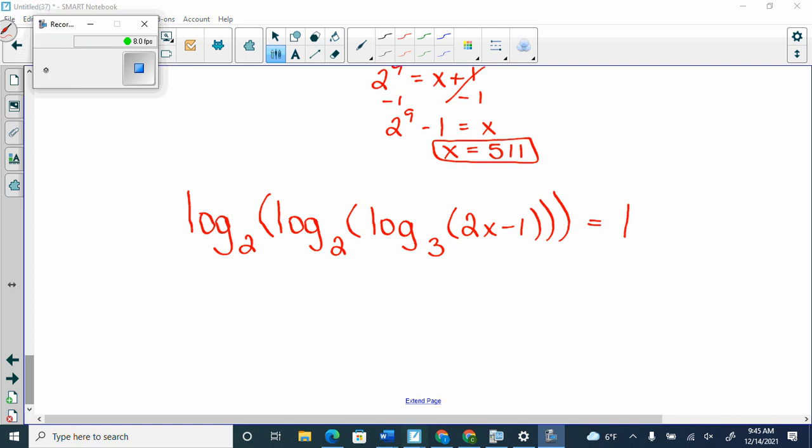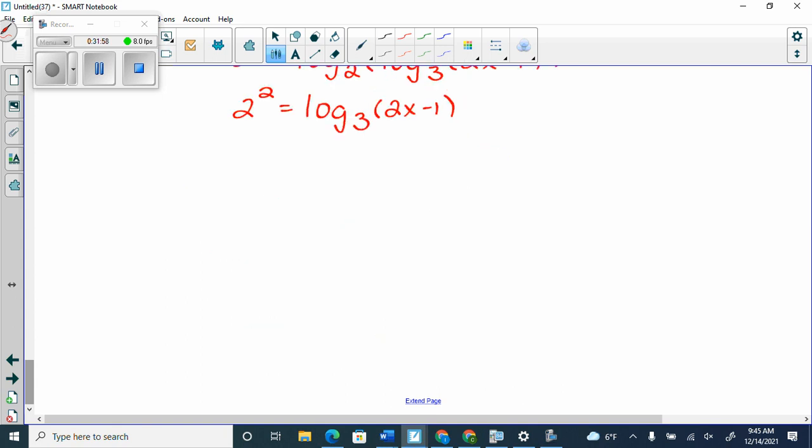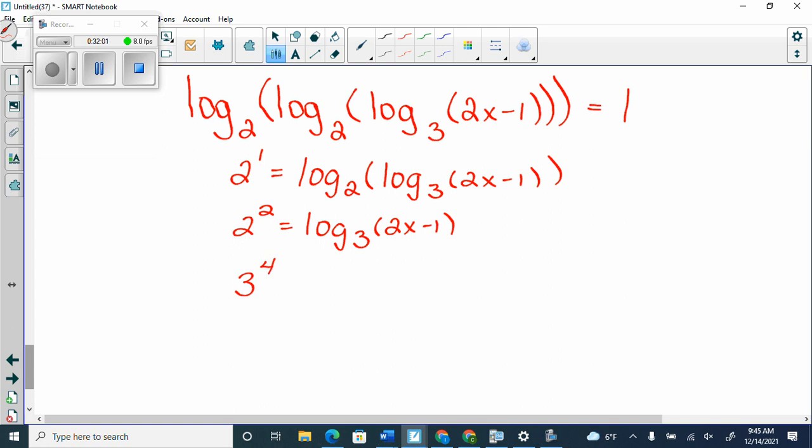Try that one out. So this one, you're going to get 2 to the 1 equals log base 2 of log base 3 of 2x minus 1. Quiet, please. And then I get 2 to the 2 equals log base 3 of 2x minus 1. Then I get 3 to the 4 equals 2x minus 1. 3 to the 4 is 81 plus 1 equals 2x. 82 equals 2x. X equals 41.